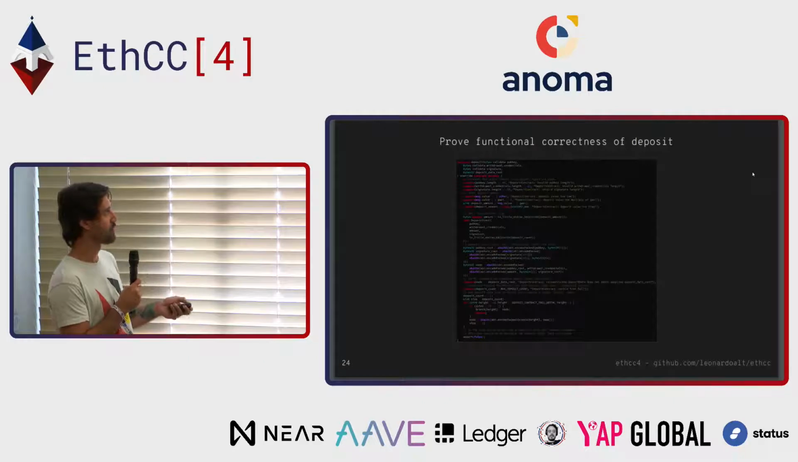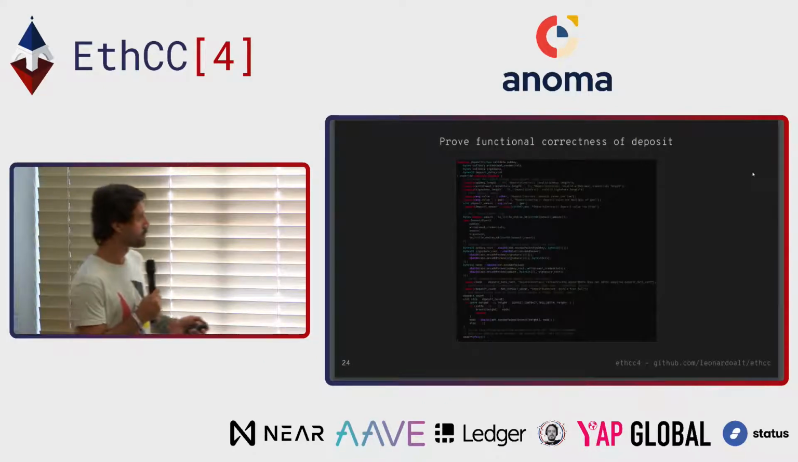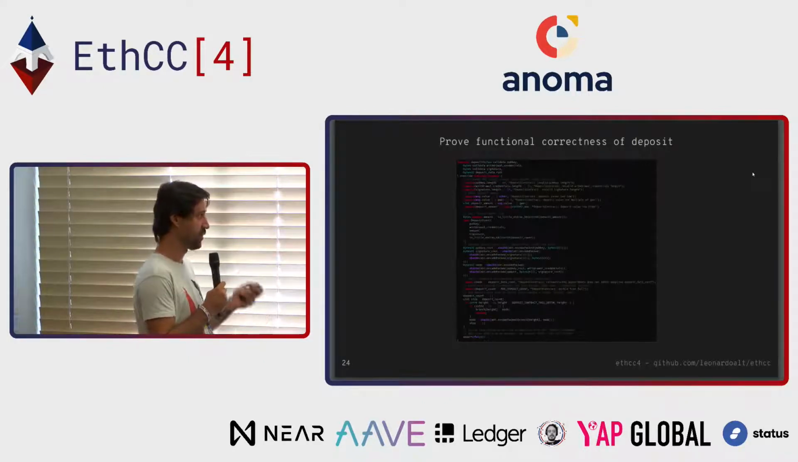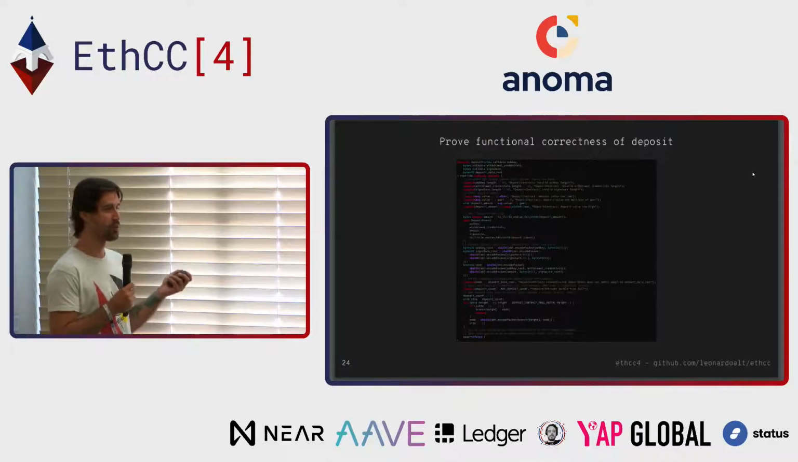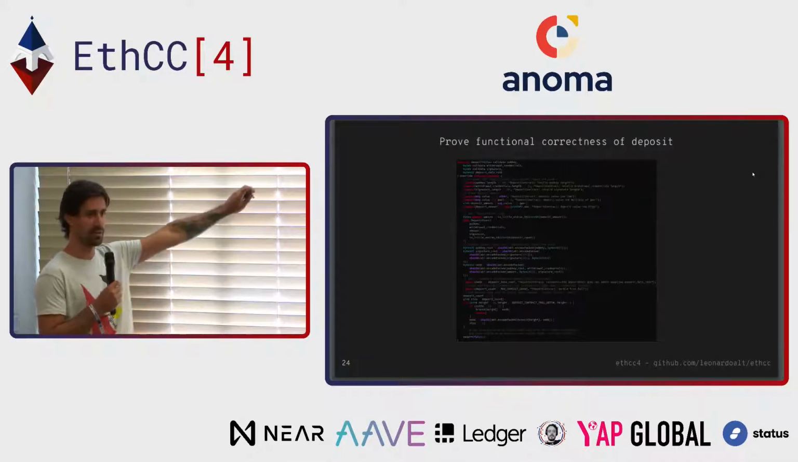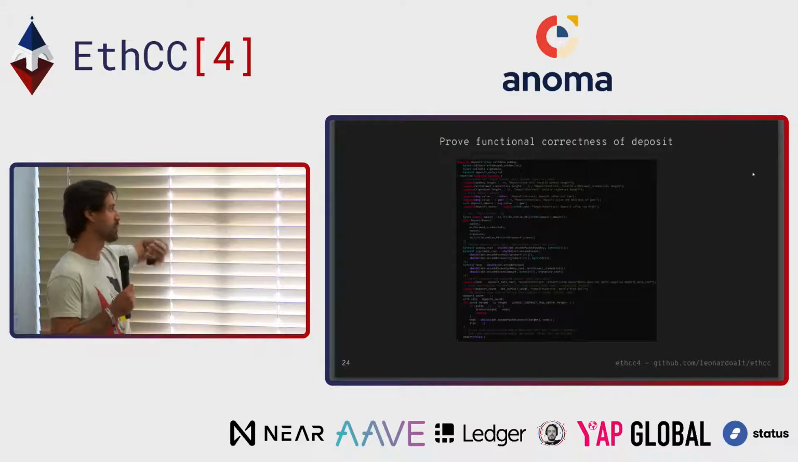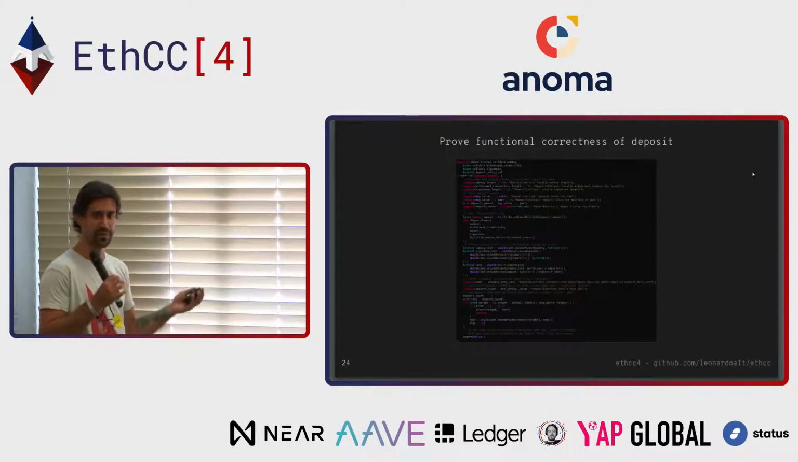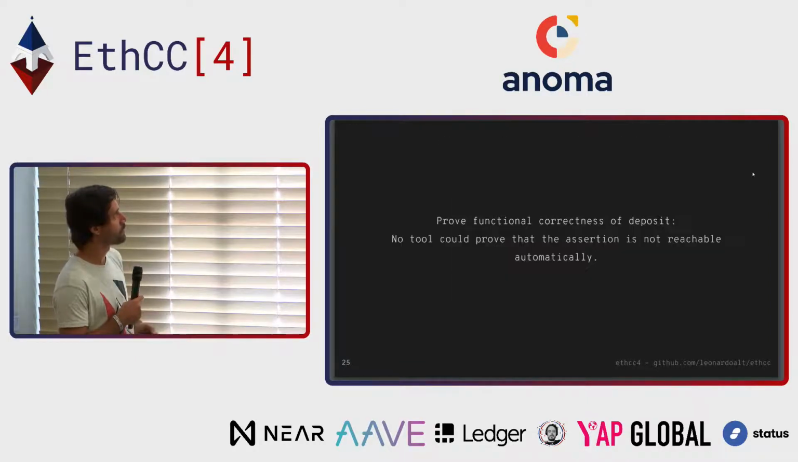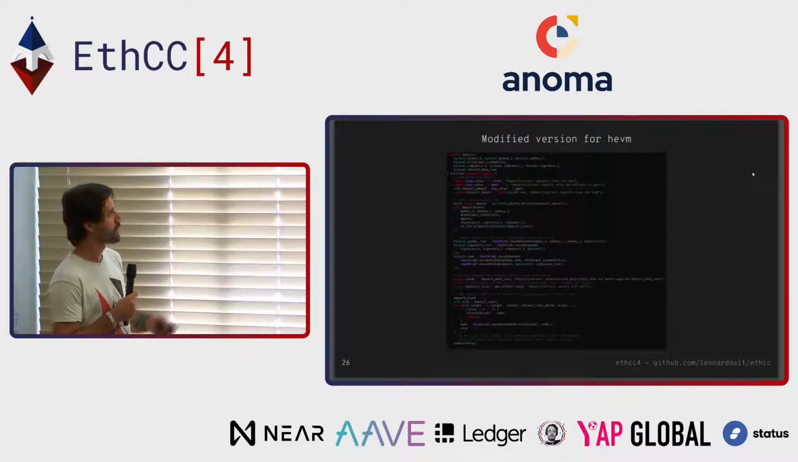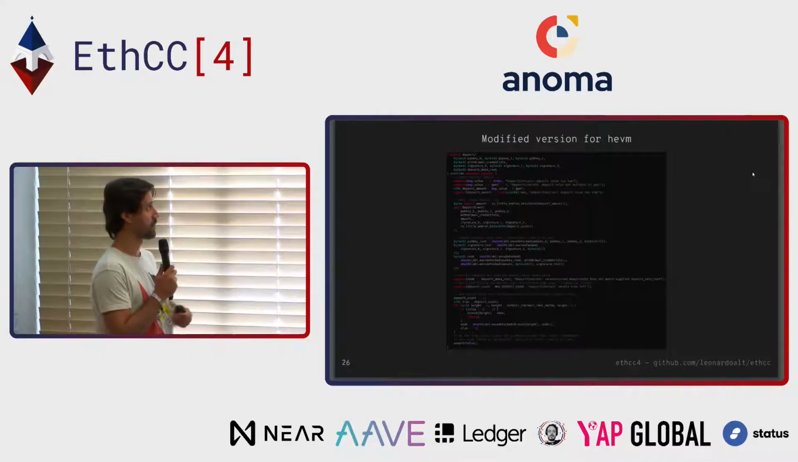So trying to prove functional correctness of the deposit contract. We want to prove that this assertion is false. So running all the tools just like this, just with the contract as is, also no tool could prove anything. You get false positives, you get I don't know what's happening, all kind of results. But we can try different things.